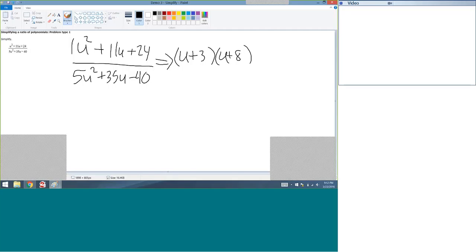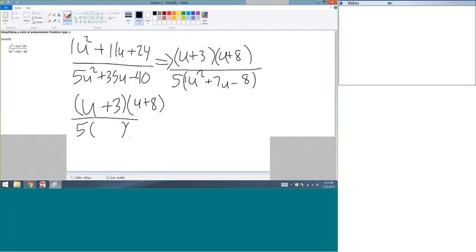Now in the denominator, we end up actually having a GCF. Everything in the denominator is divisible by 5, so we want to pull that out first. And that leaves us with u squared plus 7u minus 8. So with that GCF pulled out, now we just have a regular trinomial with a coefficient of 1. So recopy everything down here.